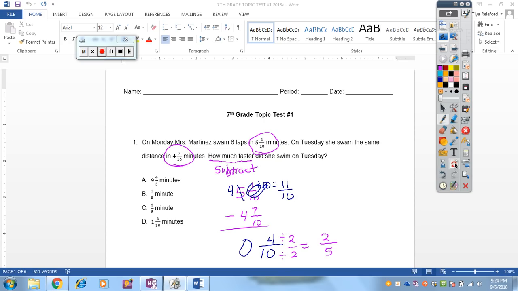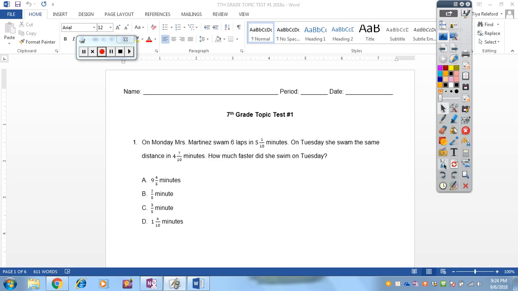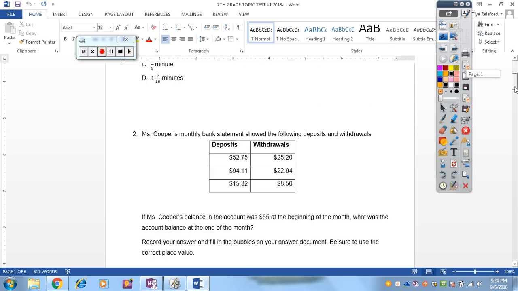Good. Now to get credit for this, you're going to have to turn your paper over. You have to have all this written. Turn your paper over and tell me why you made your mistake. Did you forget to add 10? Did you add them instead of subtract them? Tell me what you did. You don't get credit if I don't know that you know what you did. Let's look at number 2.